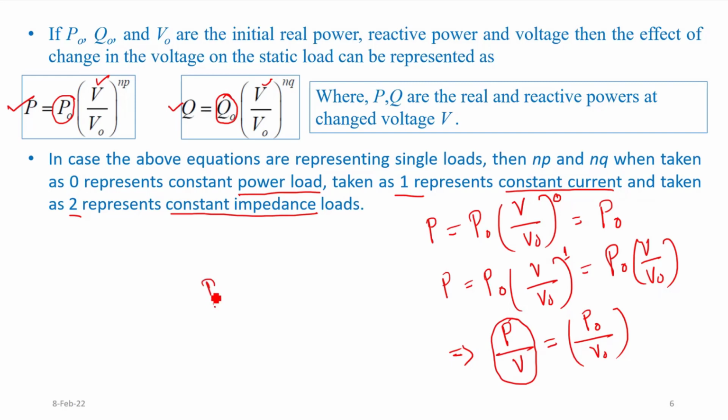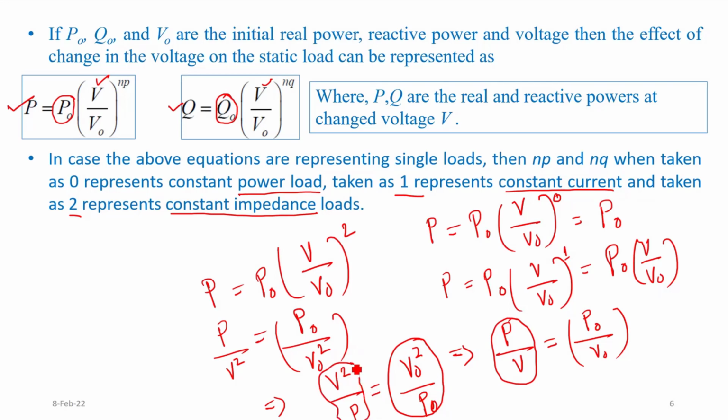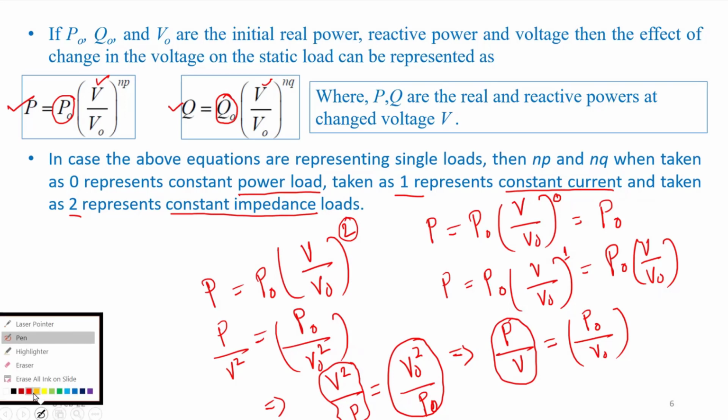Similarly, if I represent P equal to P naught, V by V naught squared, I can write this as P naught by V naught squared equal to P by V squared. Of course, this represents an admittance. Taking the reverse, V squared by P equals V naught squared by P naught. So this is a constant term, right? And this represents an impedance. Therefore, I can say that when I take the exponent as 2, this represents the constant impedance load, right? So I hope everybody understood. Now we'll go ahead.